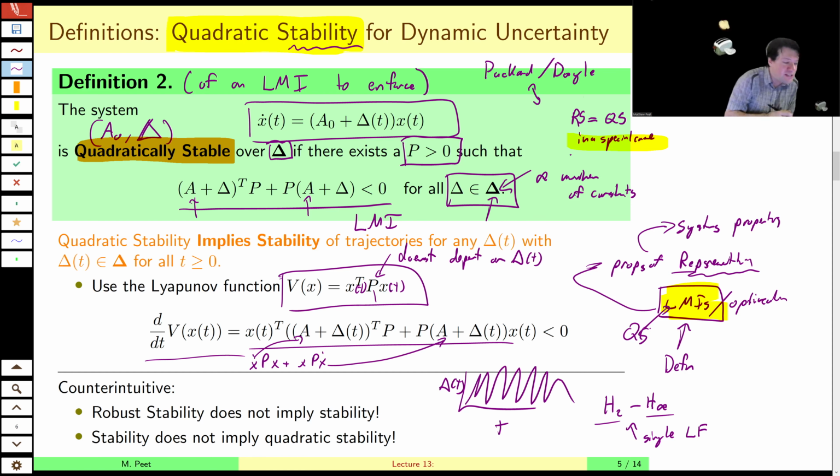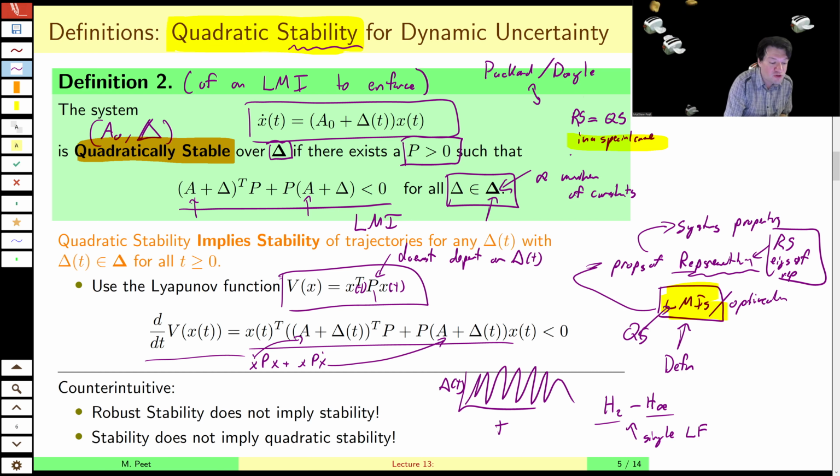And whereas for robust stability, that condition was defined in terms of eigenvalues of the representation, Hurwitz of A plus delta, the quadratic stability notion is defined directly in terms of the LMI.